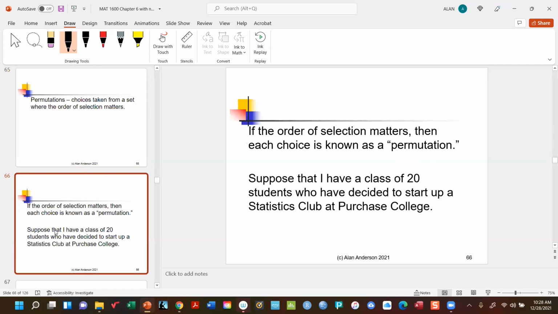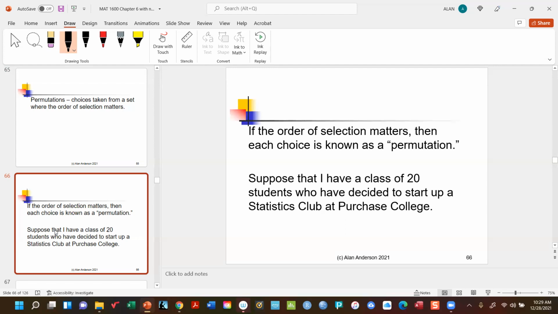Imagine the following scenario. 20 students are in a class, and they decided to start up a statistics club at Purchase College. Now, I am sure that the school has clubs. I don't know what they are, but I'm sure they have them. Every college has clubs. And the school basically gives you rules that you have to follow. And you just have to gather people together and say, let's have a club. And then you have to fill out a bunch of paperwork and the school has to approve it. And then they have to figure out if they can give you a budget and all this and that.